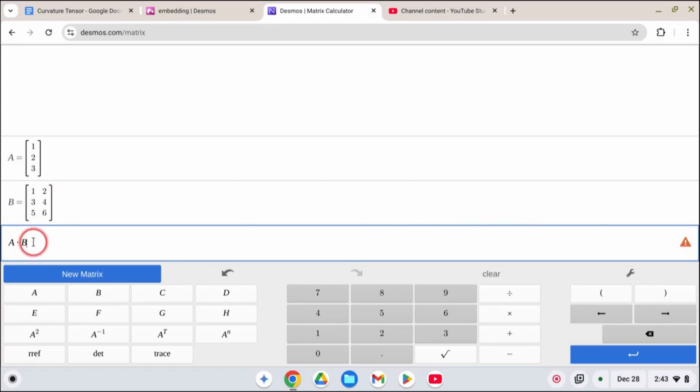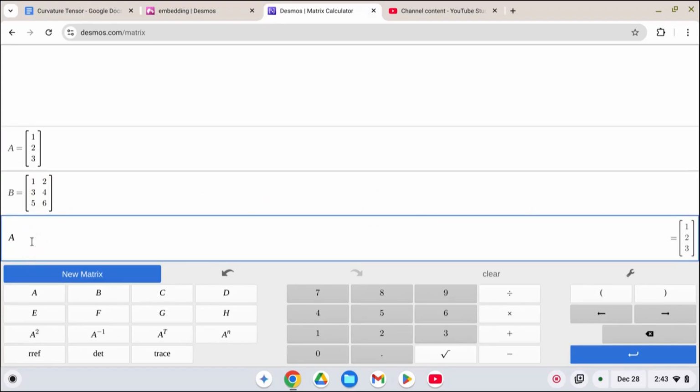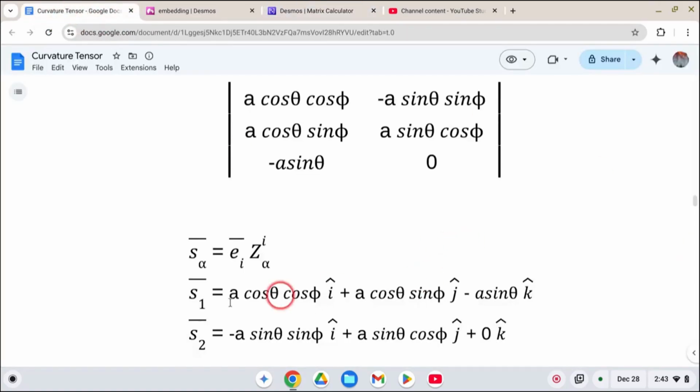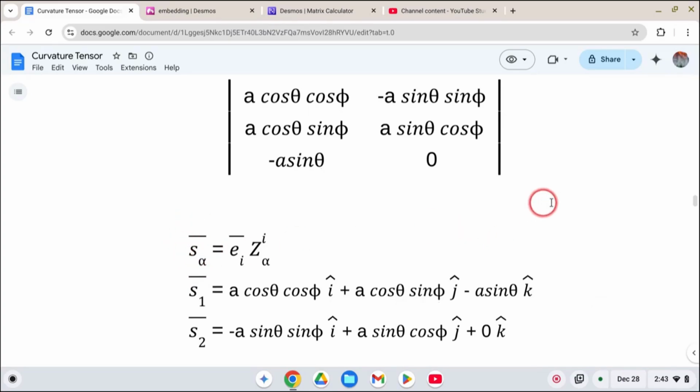Okay, well, what do we do then? We have to do the old linear algebra trick. So we have A is a 3 by 1. We transpose it, we get a 1 by 3. So now we're going to do a 1 by 3 times a 3 by 2, and it works. It gives us a 1 by 2, which is exactly what we have here. There's only 2 of these. All right, so now we've got our basis vectors of the surface.